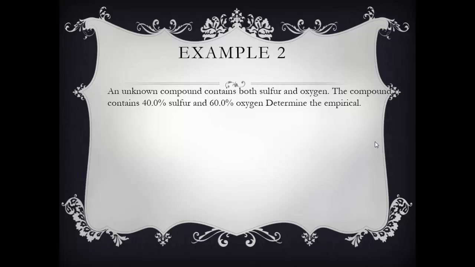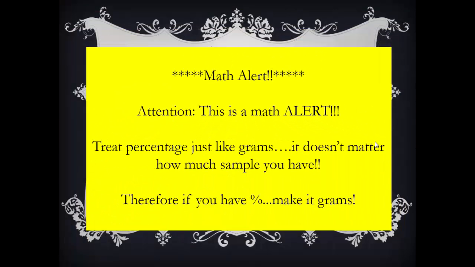Alright, an unknown, example number 2. An unknown compound contains both sulfur and oxygen: 40% sulfur, 60% oxygen. Determine the empirical formula. Math alert. Attention, attention. We treat percentages just like grams. It doesn't matter how much sample you have, therefore the percent, make it grams. So that's easy. Convert any percent you have for empirical formula and just change it to grams.